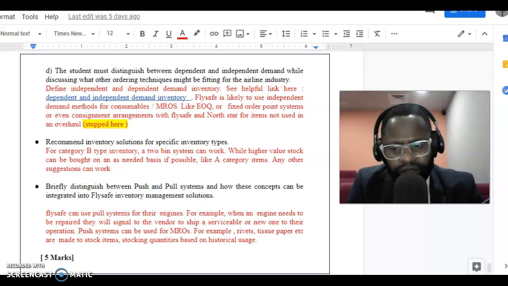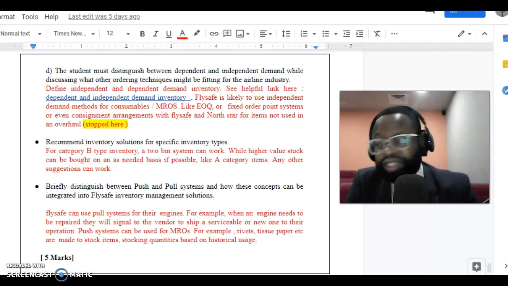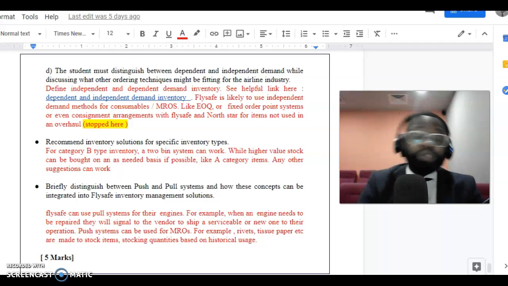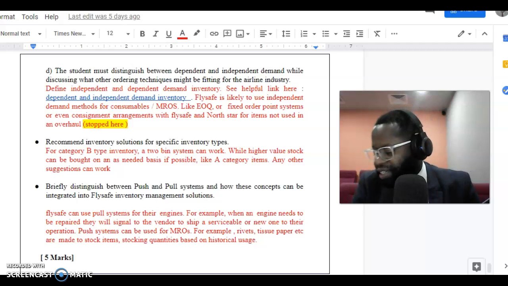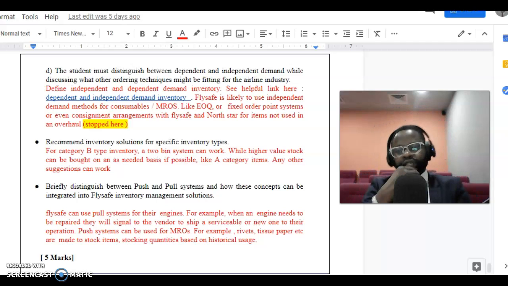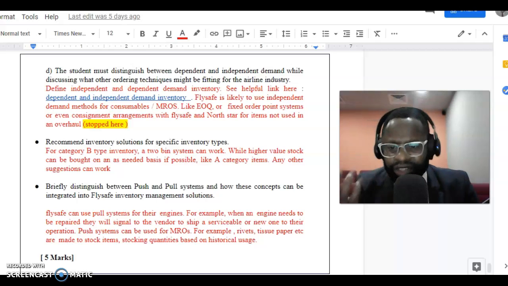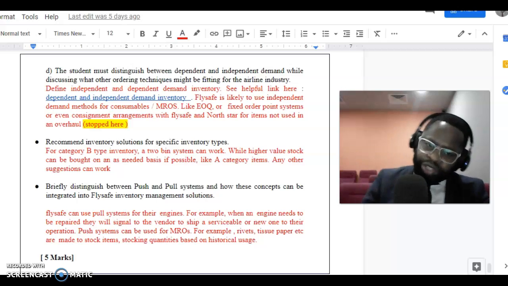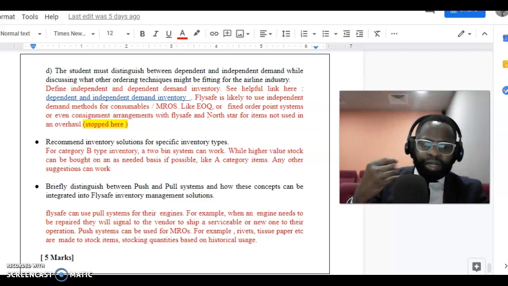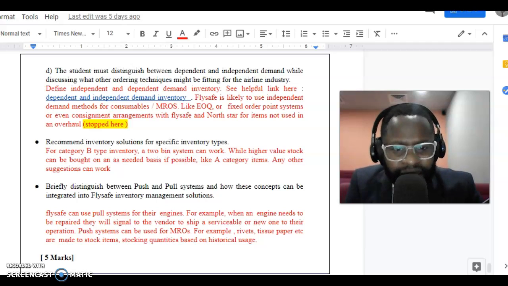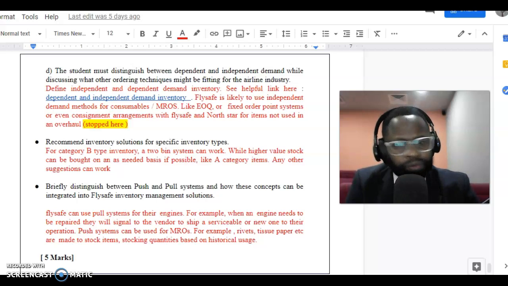So I want you all to take note that, first of all, FlySafe is not a manufacturer, right? So that means they will not be doing what? Their inventories will be independent demand inventories, right? Generally, that's FlySafe. Global caterers, since they're catering, they're producing something, so they may have some dependent demand items. Anyway, how do you answer this question? Define independent and define dependent demand inventories. That's what you need to do.